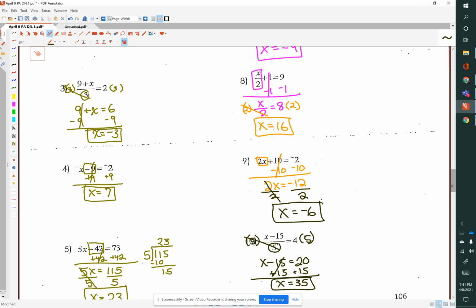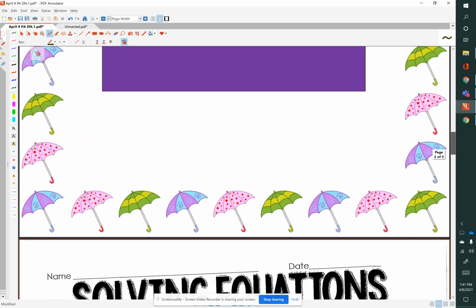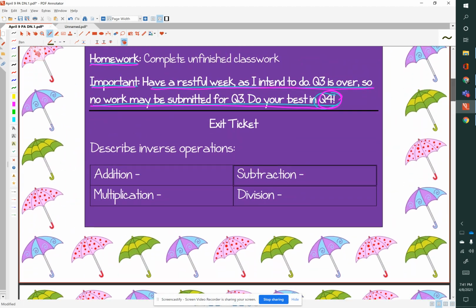So let's complete our exit ticket about inverse operations. So let's describe those inverse operations. So the inverse operation to addition is subtraction. The inverse operation to subtraction is addition. The inverse operation to multiplication is division. And the inverse operation to division is multiplication.